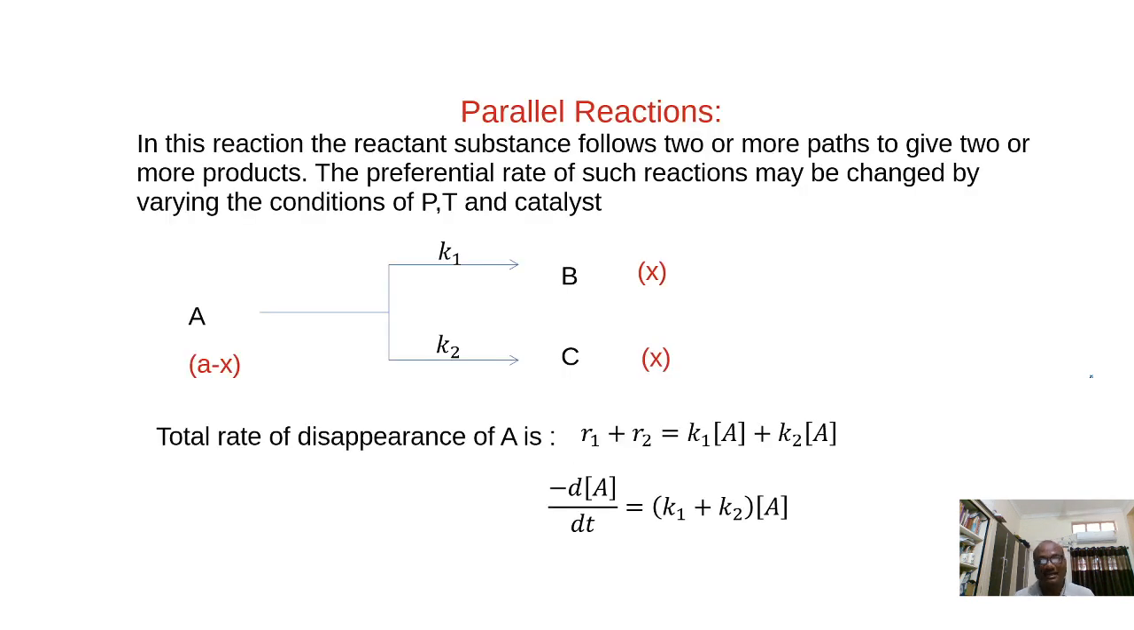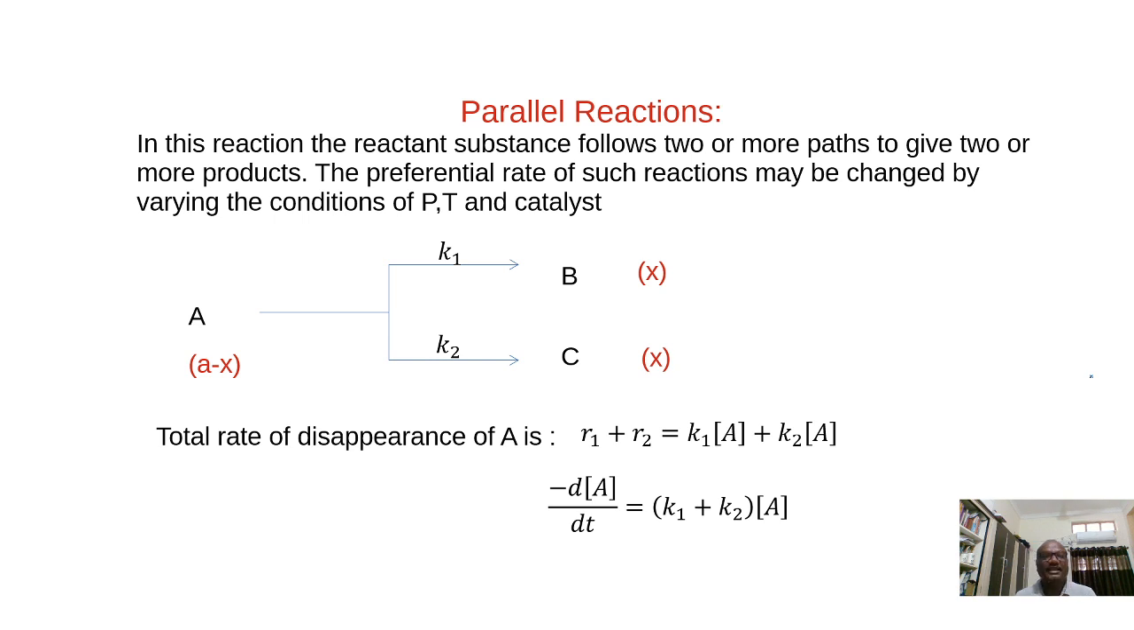Let's see the second, parallel reactions. What is a parallel reaction? The reaction in which the reactants simultaneously form different products by different reactions. In this reaction, the reactant substance follows two or more paths to give two or more products. The preferential rate of such a reaction may be changed by variation of pressure, temperature and catalyst in different paths.